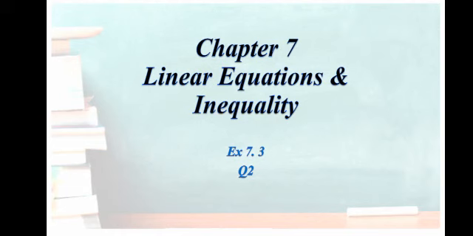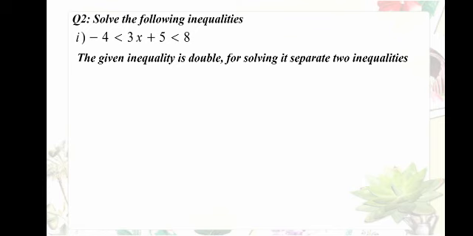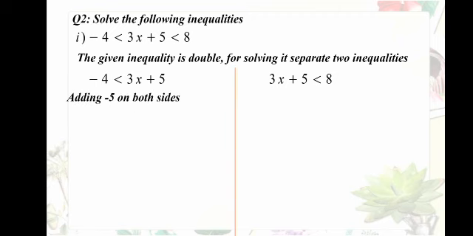For solving the double inequality sign in the statement, you have to split the terms, and by splitting those terms you have to solve the question. The question is: minus 4 less than 3x plus 5 less than 8. There are two inequalities in one statement, so for solving it, split the terms and separate the two inequalities. The first pair will be minus 4 less than 3x plus 5, and the second pair will be 3x plus 5 less than 8.